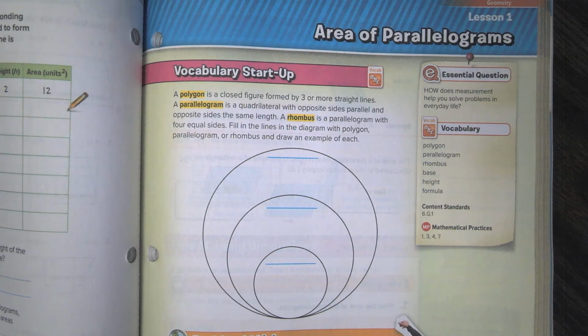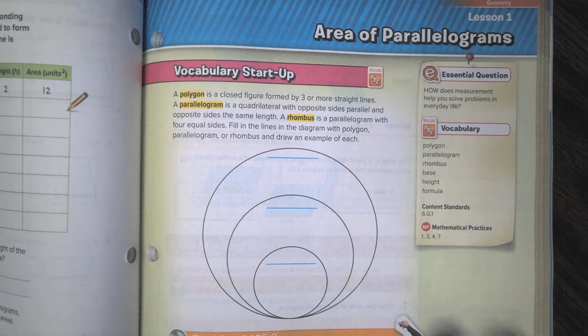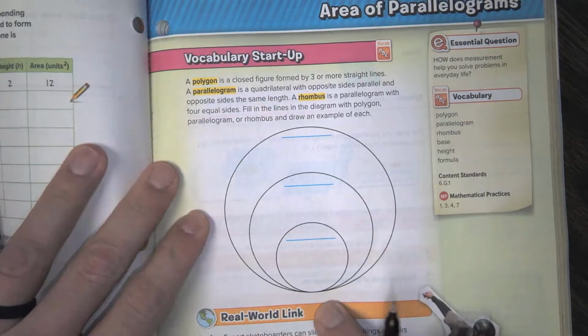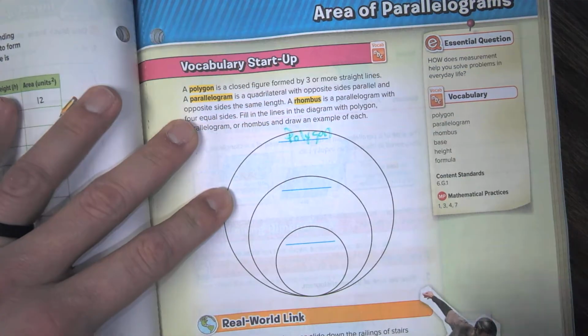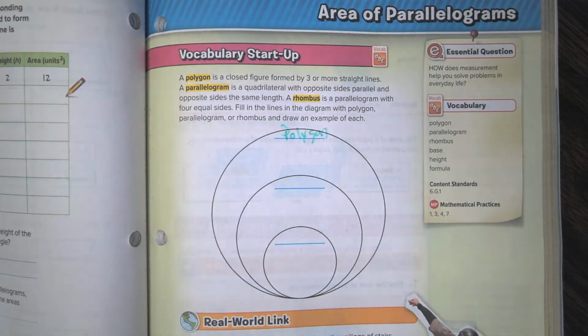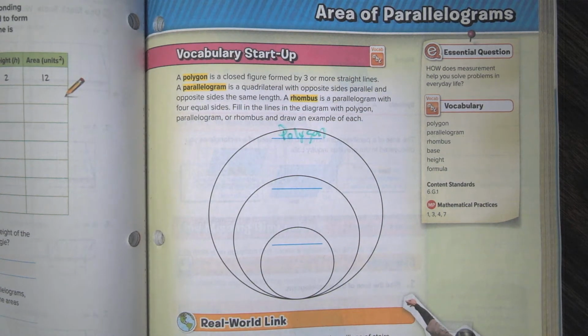So it says fill in the lines in the diagram with polygon, parallelogram, or rhombus and draw an example of each. So let's start with, so this is kind of like a Venn diagram. All right, so this big one here would be classified as the polygons. Okay, it's all of them. Can you guys see that? No. Trying to find a good marker, but I can't. For some reason, mine are all gone.